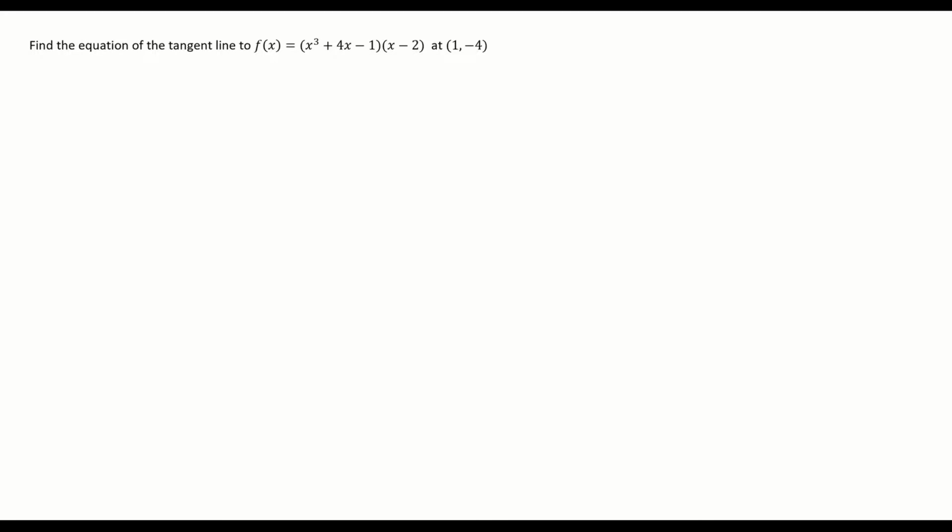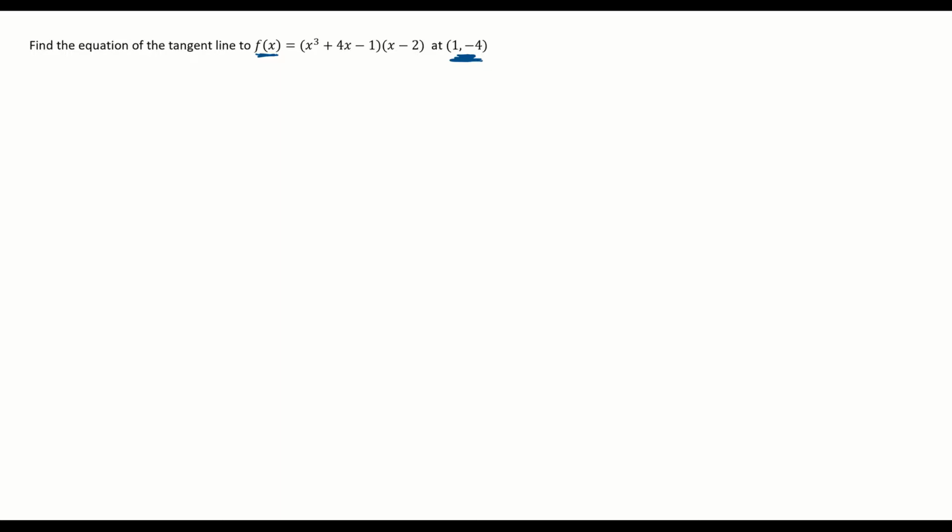Hello, let's take a look at an equation of a tangent line problem. The question asks: find the equation of a tangent line to f of x equals our polynomial there at (1, -4). A tangent line is where it's going to touch the graph of f of x at one point, and it's going to have the same slope as the graph of f of x at (1, -4).